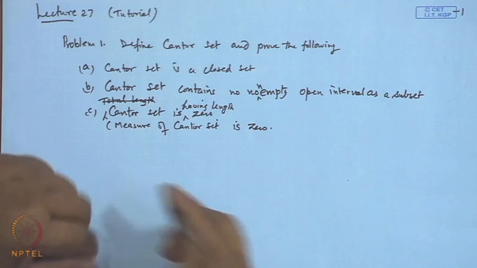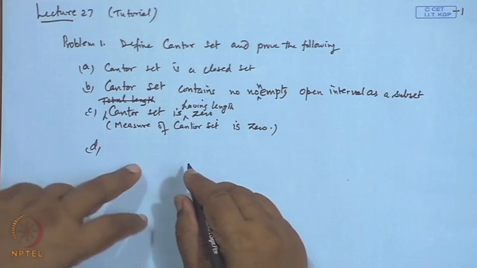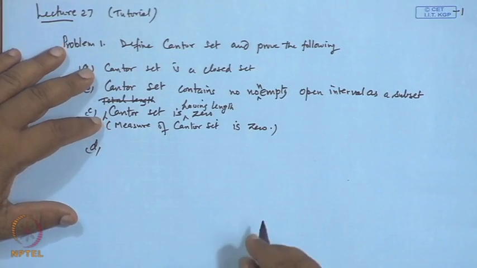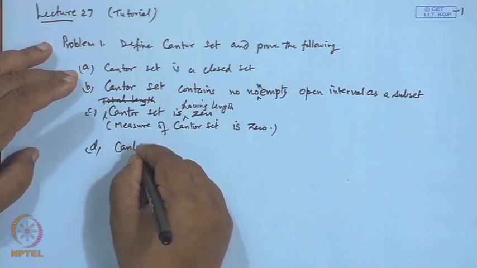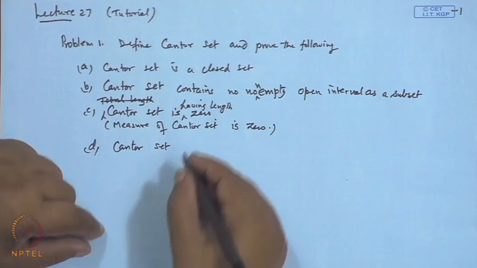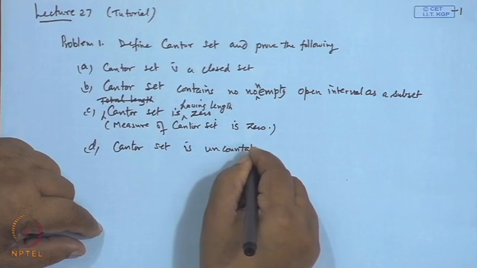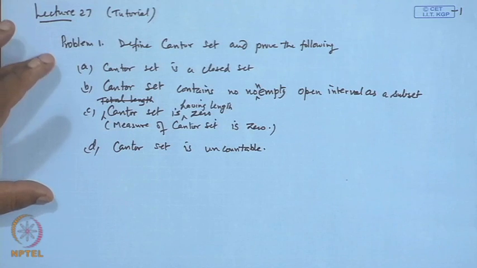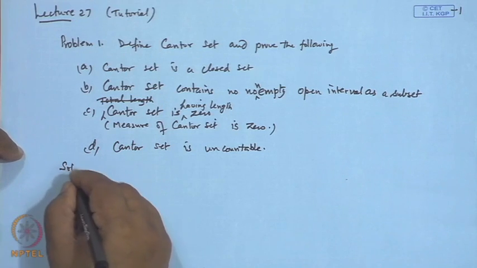Because we have not discussed measure, I wanted to avoid this term. And the fourth one is that the Cantor set is an uncountable set. So, we want to establish these four things about the Cantor set. Let us see the solution.